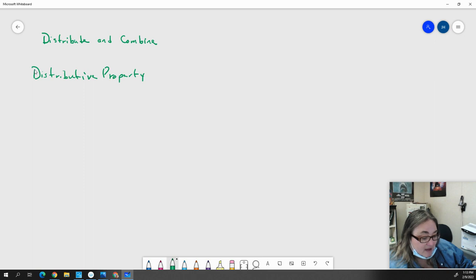is the one that said if I have A times the quantity B plus C, we could multiply that A times B and then that A times C, and we would have A times B plus A times C. You could also do it if it was negative inside. If you had A times B minus C, we would have A times B, which equals AB, and we'd have A times negative C, which would give us negative AC.